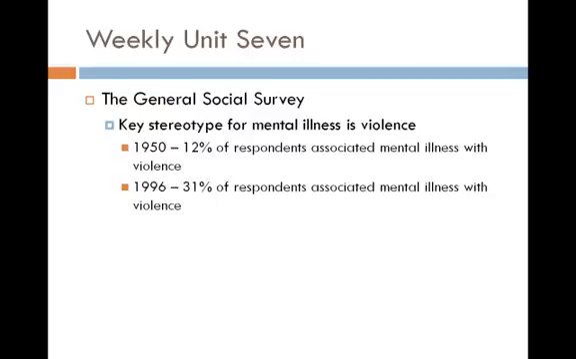And as you can see on the slide here, between 1950 and 1996, a key stereotype that emerged from the survey related to mental illness is that folks associate mental illness with violence, and that this has increased over time. So we can see in 1950, the General Social Survey found that about 12% of respondents associated mental illness with violence. But then by just 1996, that number had grown to 31% associating mental illness with violence.